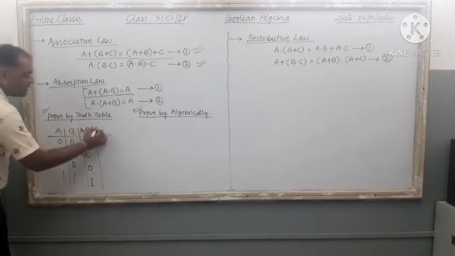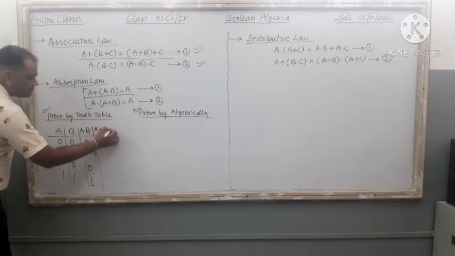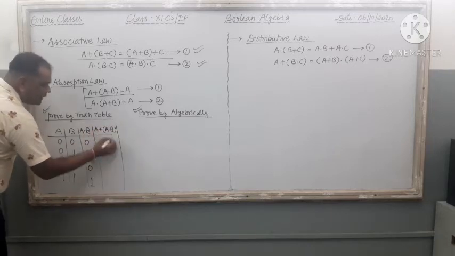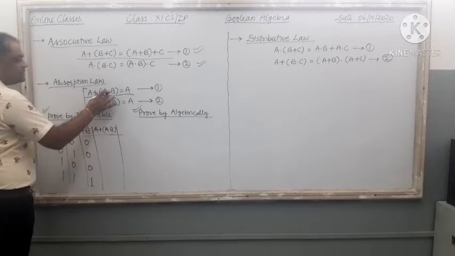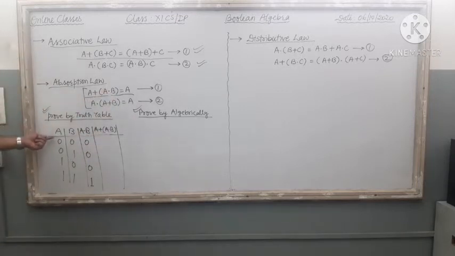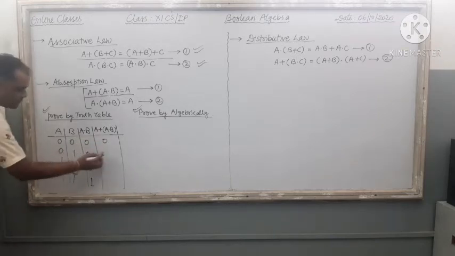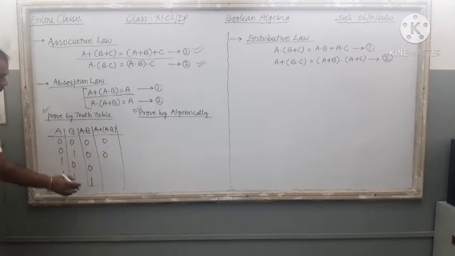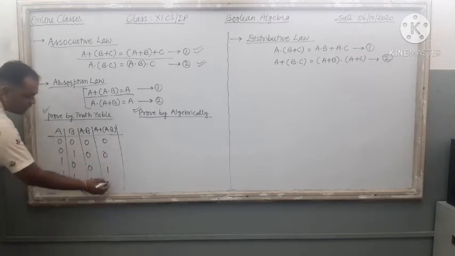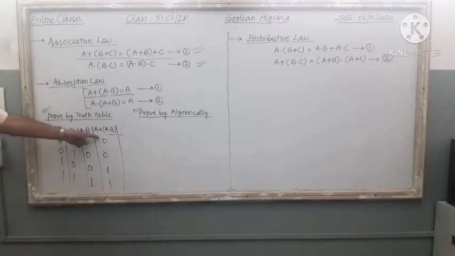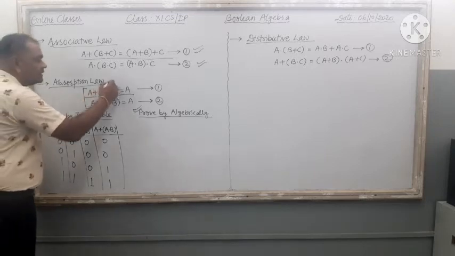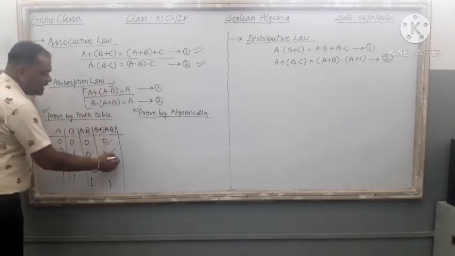Now, A plus A dot B. It is the left hand side of this equation. Take the column of A and the column of A dot B. 0 plus 0 is 0. 1 plus 0 is 1, then 1 plus 1 is 1. This is the left hand side of this equation, and I am going to shade it.